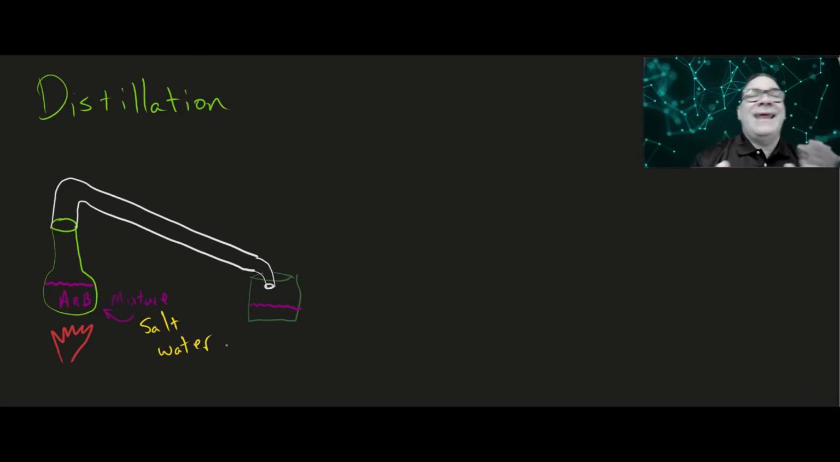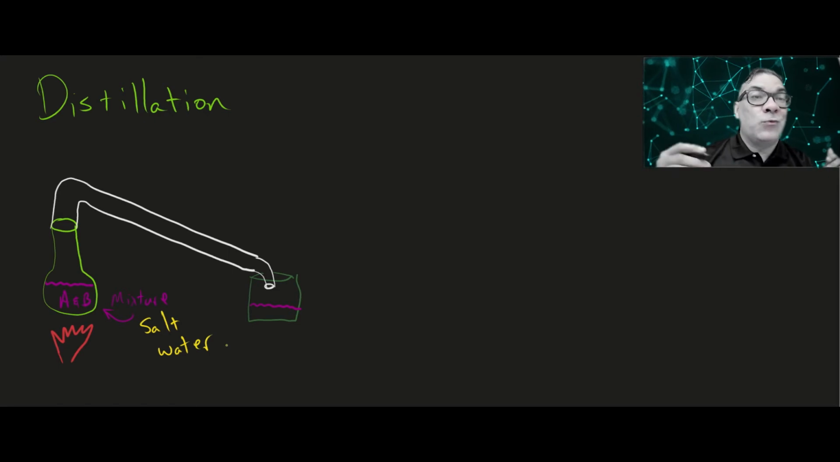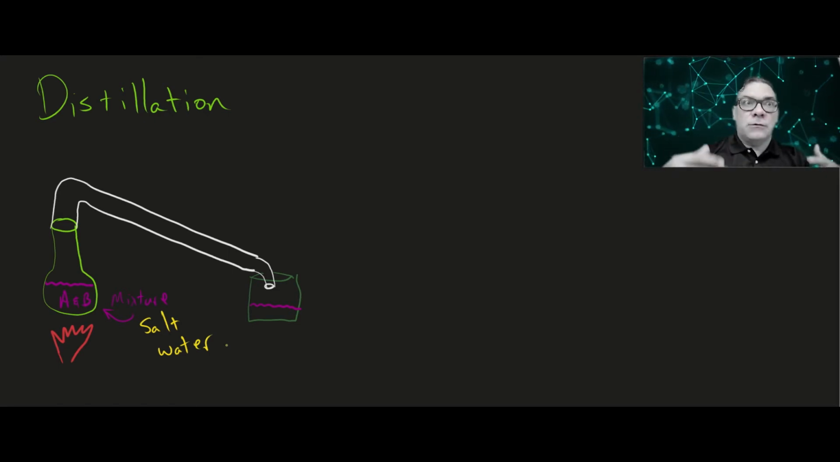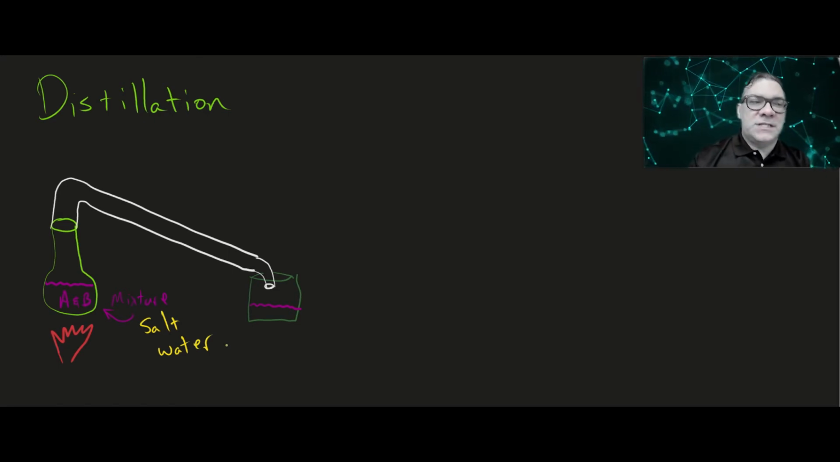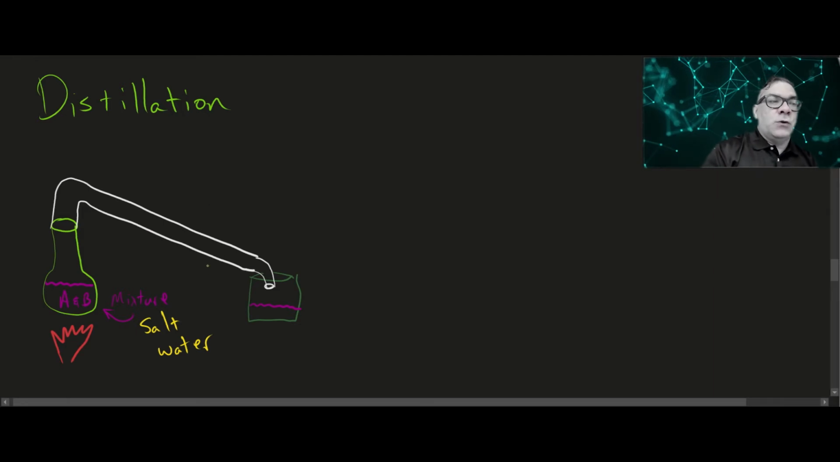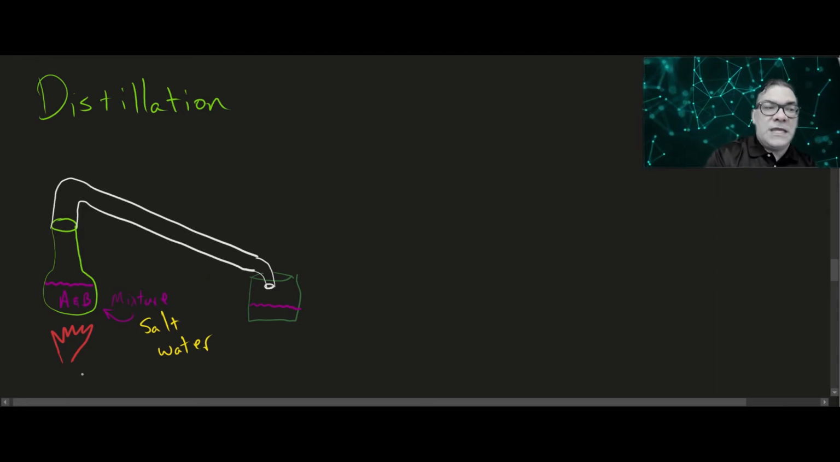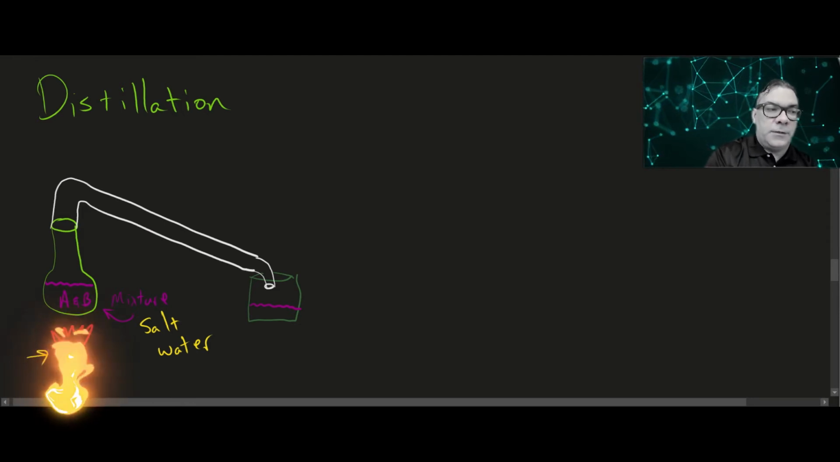Now, off the top of my head, I don't know what the boiling point of sodium chloride is. I know it's really high, so think 1,000 or thousands of degrees Celsius. But I do know that water will boil at 100 degrees Celsius. So if I take my mixture of salt water, A and B, and start to heat it up, so here's my little fire down here at the bottom, right?